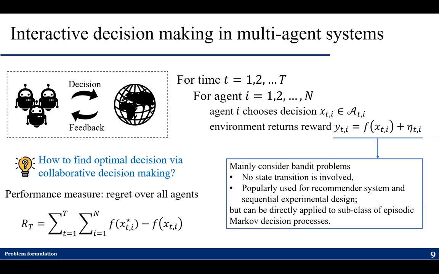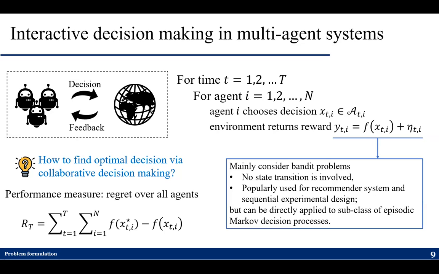For example, in recommender system and in sequential experiment design. In those cases, you just don't have a state transition. But most of the results in my work can be directly applied to some subclasses of episodic Markov decision process. Basically, the real challenge or bottleneck is the same. It's also exemplified in my problem.